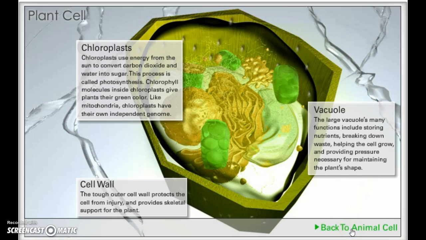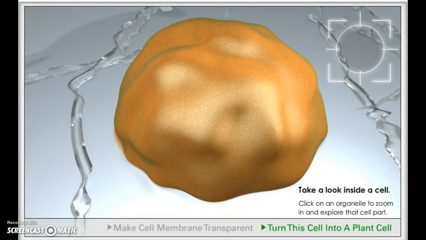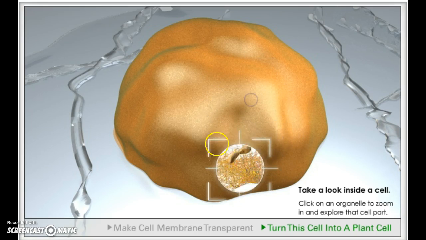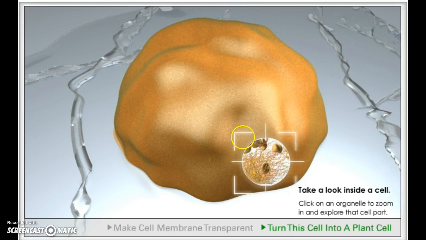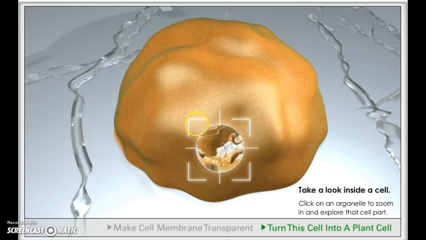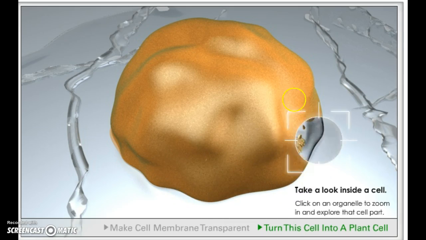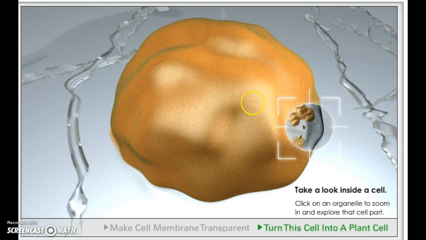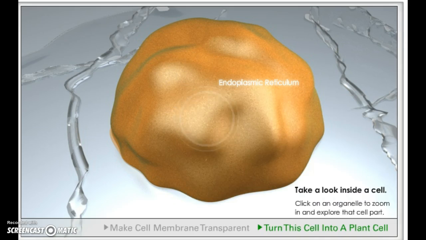Okay, now we'll take a look at an animal cell. You can see by looking at this animation the different structures inside the cell. It's not really an animation so much as a way to explore a 3D model of a cell. It will actually say what it is. You can play with this just like I am right now.